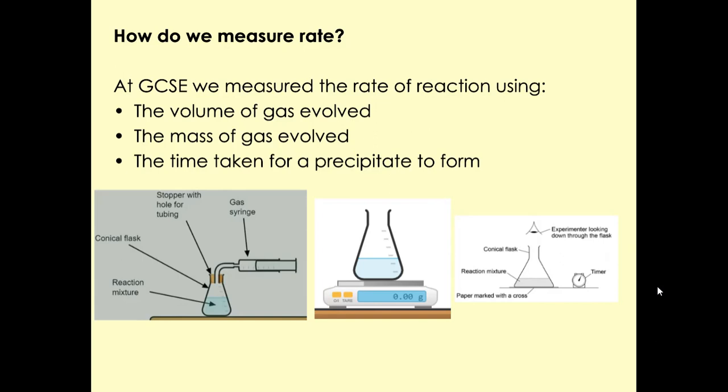The other one that you might have done at GCSE is the time taken for a precipitate to form. If you do the reaction of thiosulfate, where you produce the sulfur precipitate, you put a paper with a cross on underneath your conical flask, which initially you can see because the initial reaction mixture is transparent. Then over time, the sulfur precipitate forms and obscures the cross and you can't see it anymore. So you measure the time taken from the initial mixing of the reactants to not being able to see the cross because it's obscured by the precipitate.